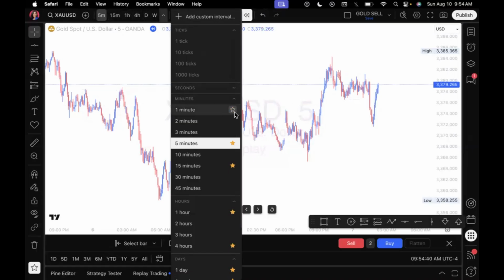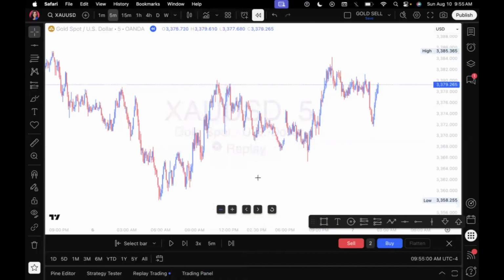If I unclick the star, we'll see the 1 minute has disappeared. If I re-click the star, we can see it's been added to my favorites. Now, throughout my videos, you'll see me adding all kinds of things to my favorites just because it makes my process simpler and smoother, and I don't have to think about it every time.